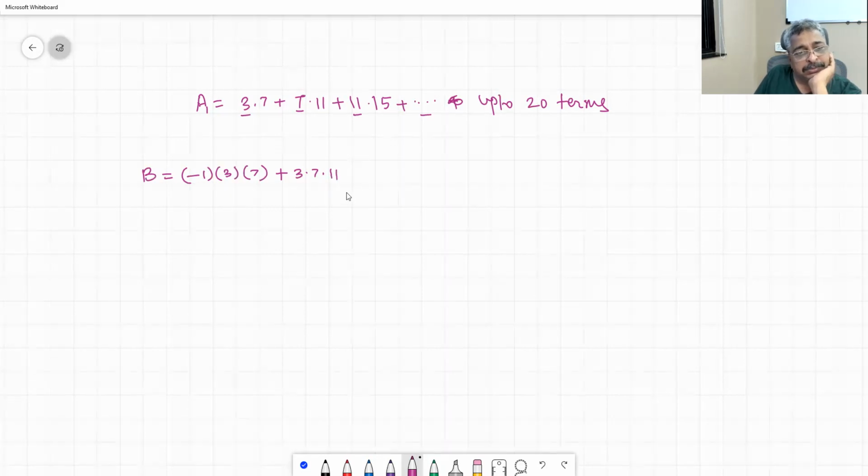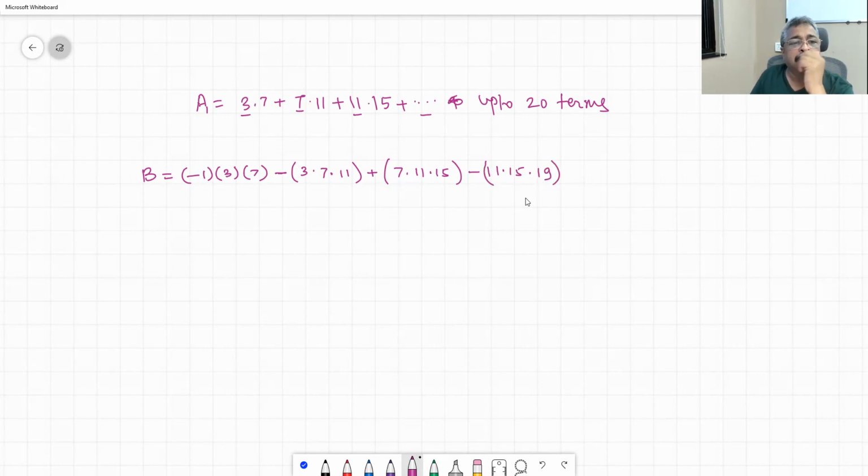Then I will subtract 3 into 7 into 11. Then I will add 7 into 11 into 15. Then I will subtract 11 into 15 into 19.